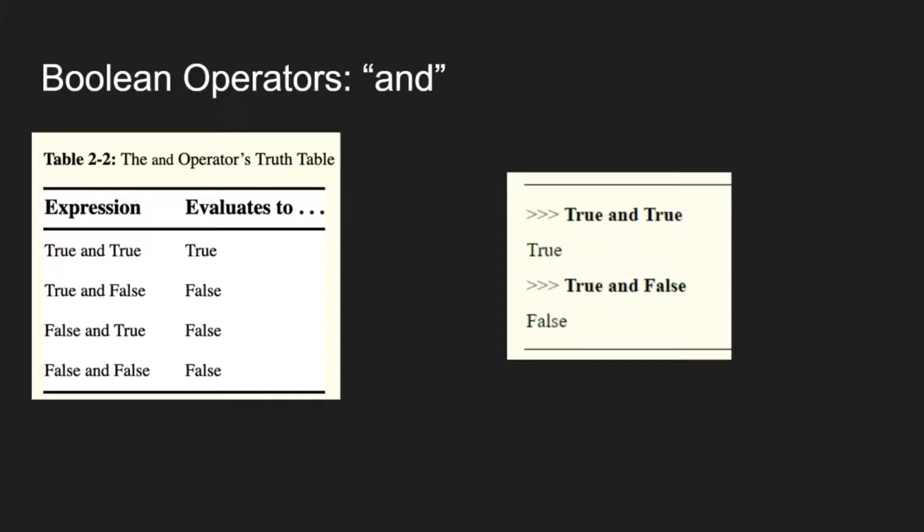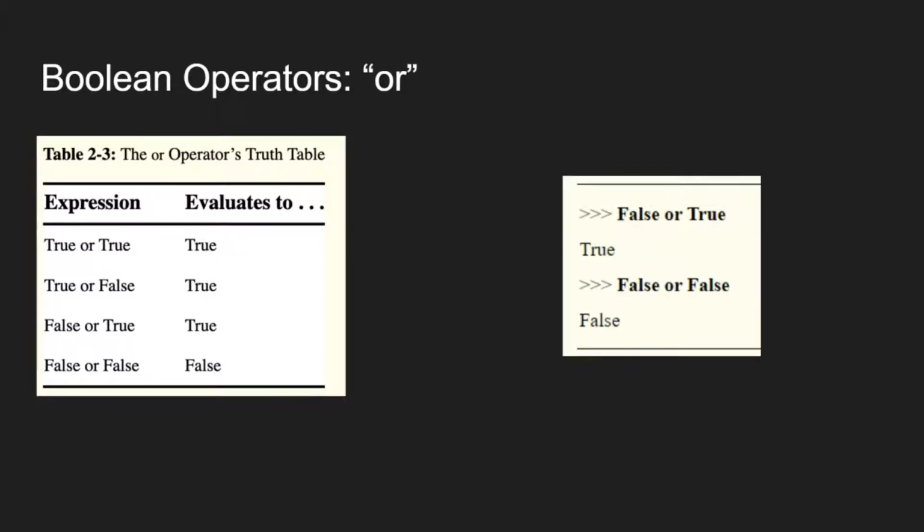A truth table, like the one on the left, shows every possible result of a Boolean operator. This table is the truth table for the AND operator. On the other hand, the OR operator evaluates an expression to true if either of the two Boolean values is true. If both are false, it evaluates to false. Again, make sure to try this out in the shell, and you can see every possible outcome of the OR operator in its truth table on the left.